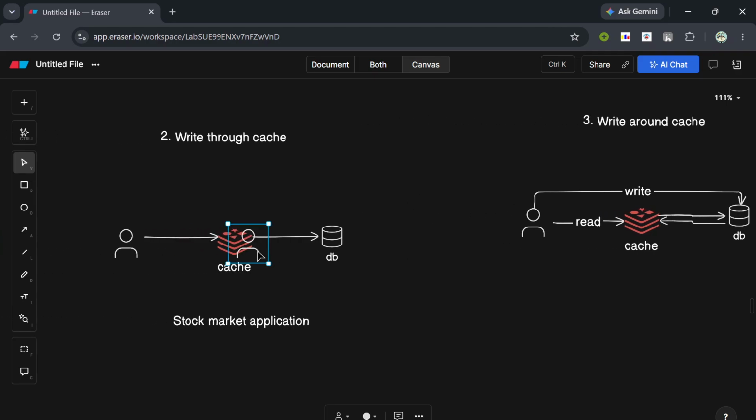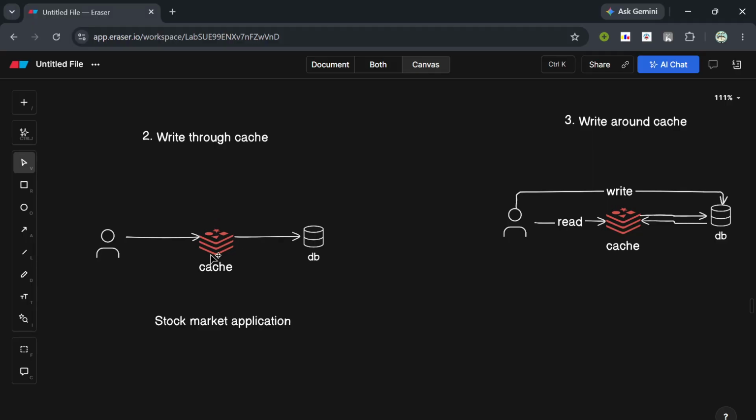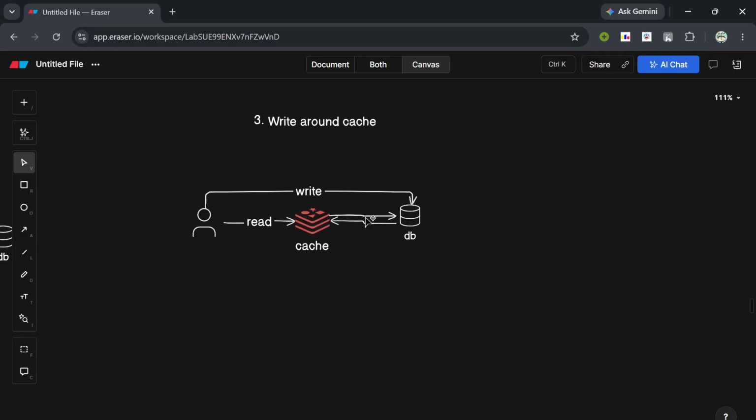But in the write through case, we can see that the first read request that we do will not have a cache miss because every data that we are writing is present in the cache. So we generally do not have a cache miss here because we are writing every data in the cache. So whenever we try to retrieve the data that we wrote, we get it directly from our cache.